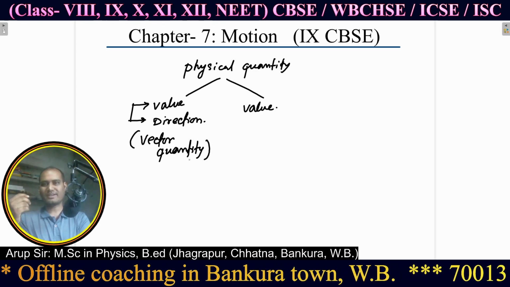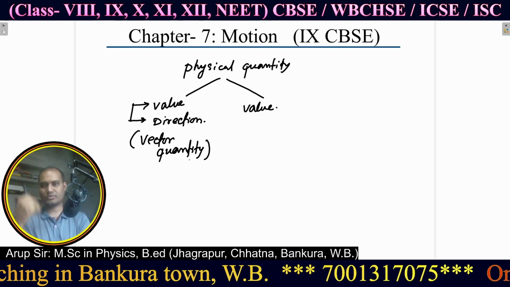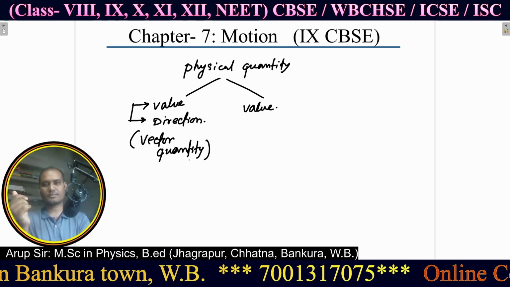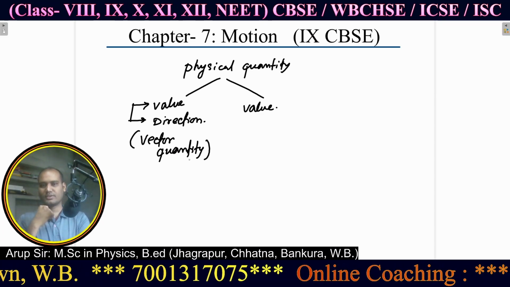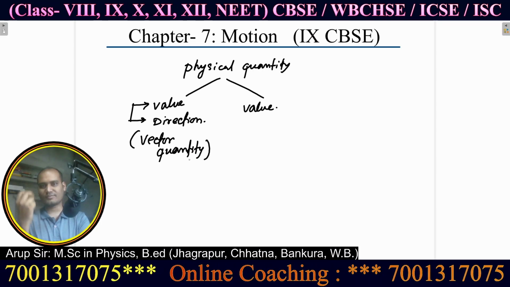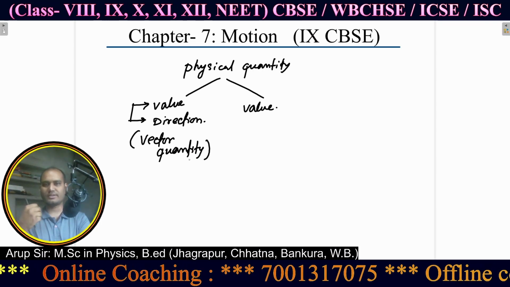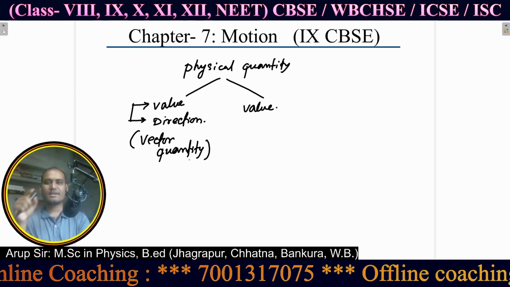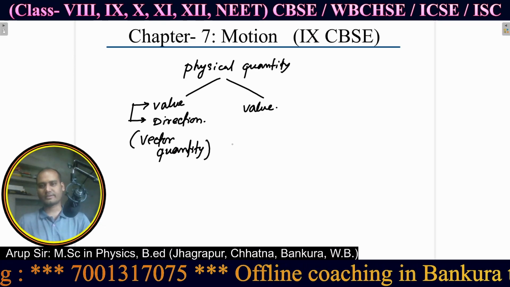So what is its value? We can calculate the amount of force given on this object, and also it has some direction. This is why it is a physical quantity. This force is a physical quantity, and it is a vector quantity. Why? Because it has value as well as direction. So this is a vector quantity.